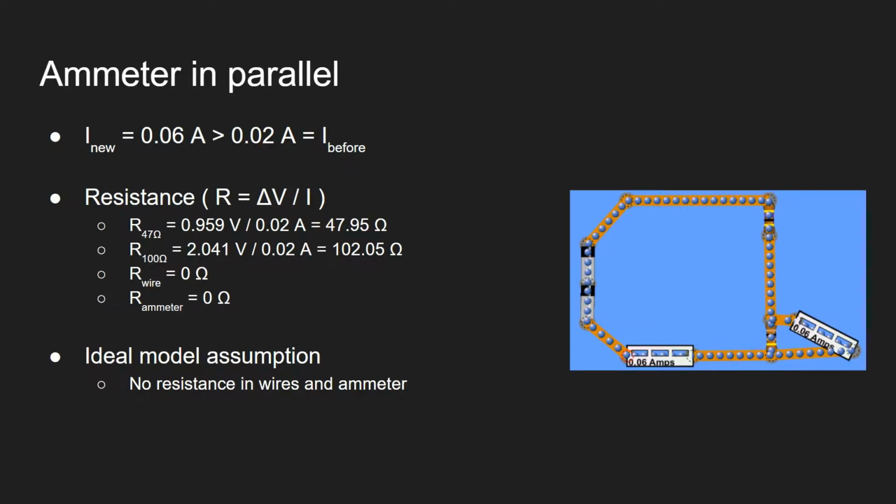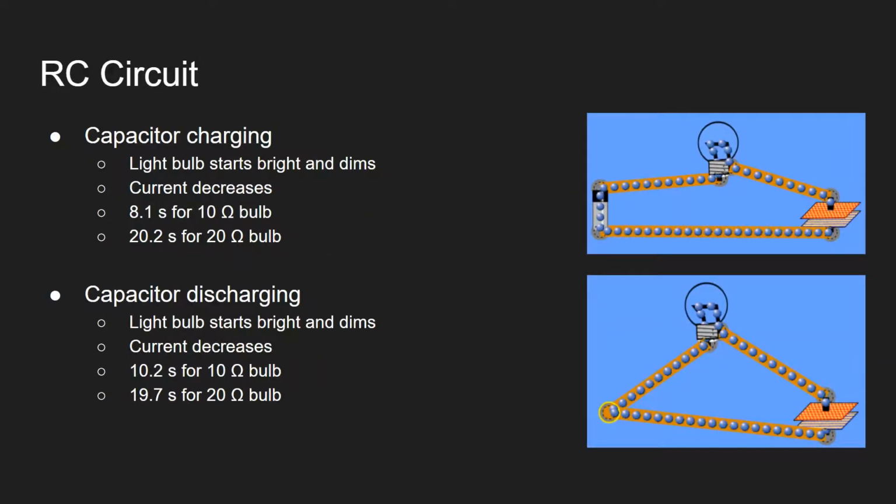By looking at the RC circuit on the right, when we were charging the capacitor with the battery, the light bulb started bright and it dimmed out. This showed the current was decreasing, and the time it took for the bulb to dim out was 8.1 seconds for a 10 ohm bulb and 20.2 seconds for a 20 ohm bulb.